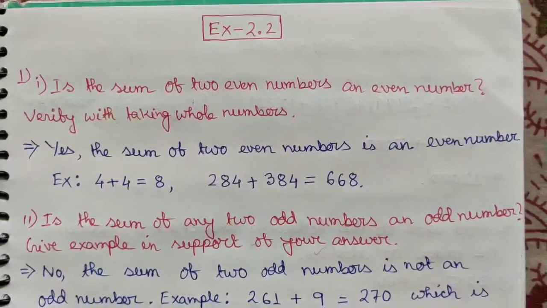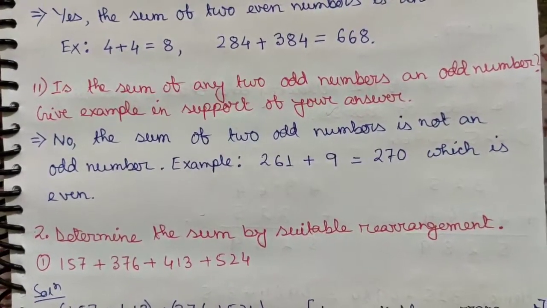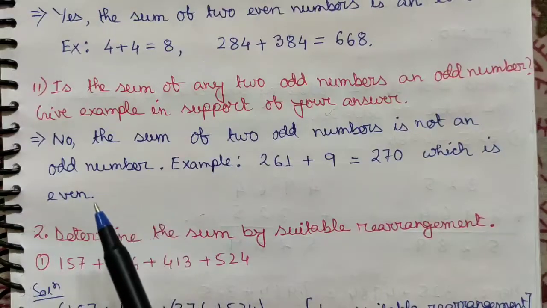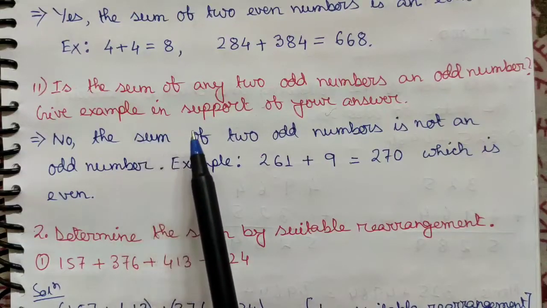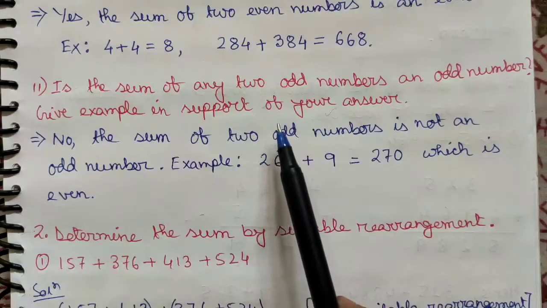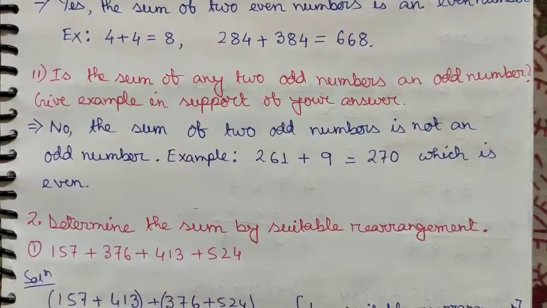Now let's move to our next question, question number 2. In this question: is the sum of two odd numbers an odd number? Give an example in support of your answer. The first one was about even numbers, and this is about odd numbers. So what is an odd number? The number which is not divisible by 2, or the numbers which have 1, 3, 5, 7, 9 in the unit place. These numbers are known as odd numbers.